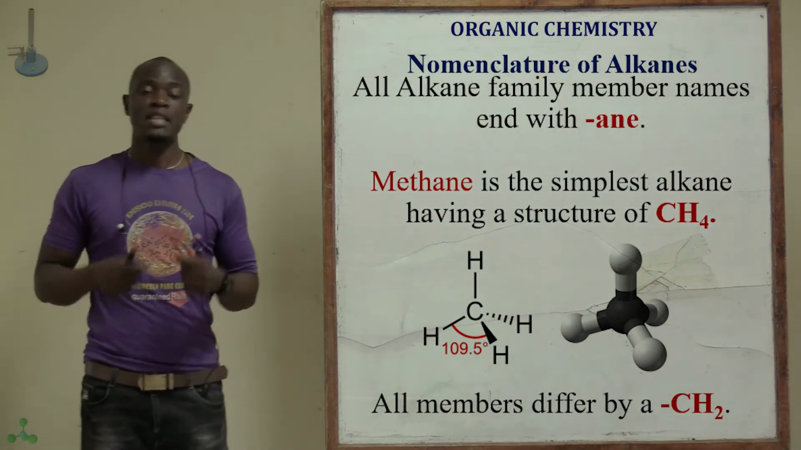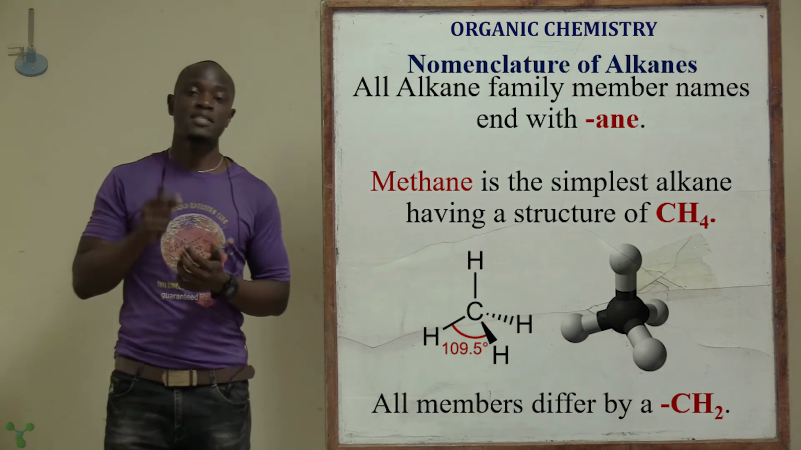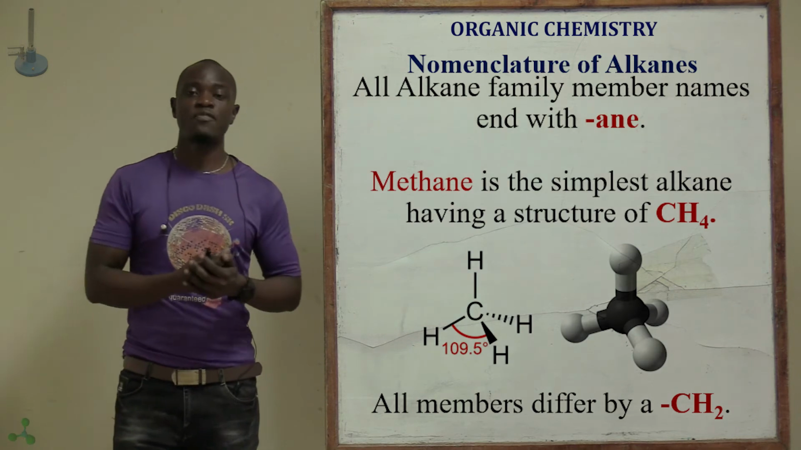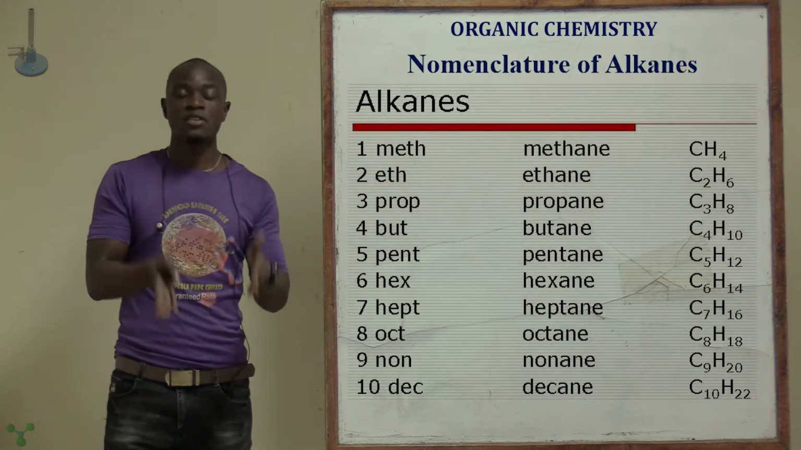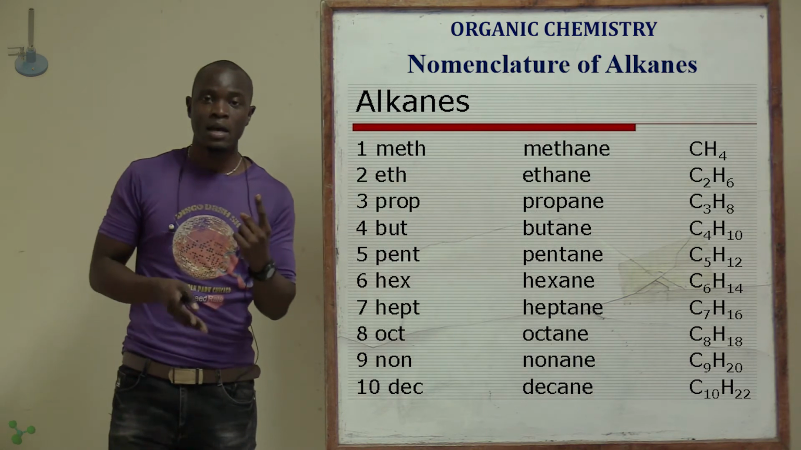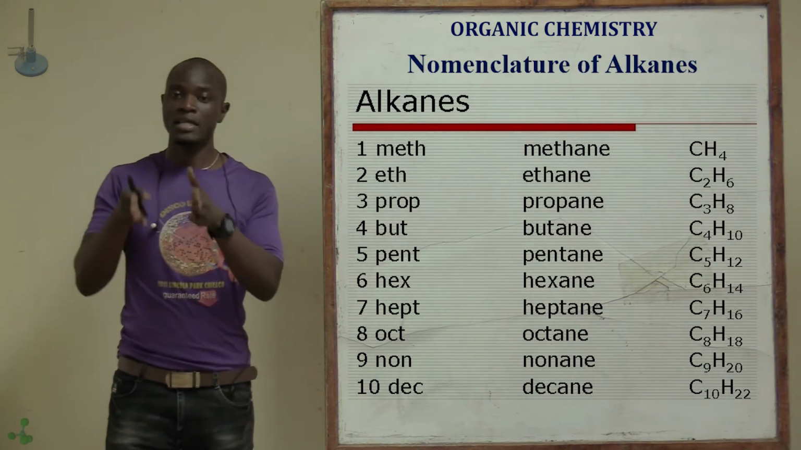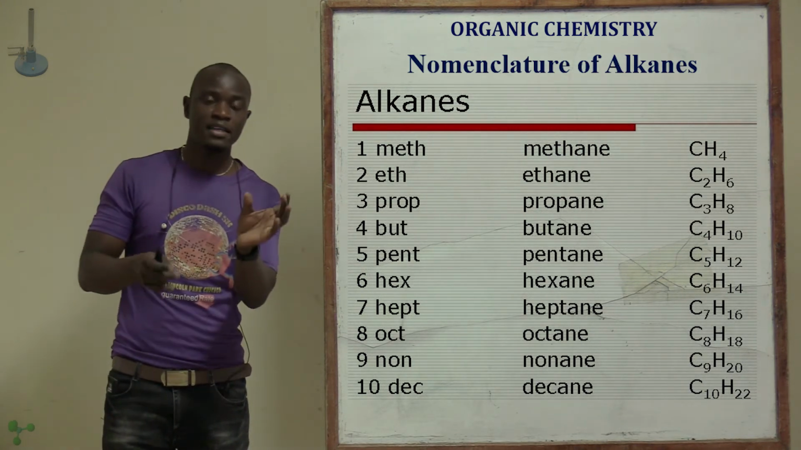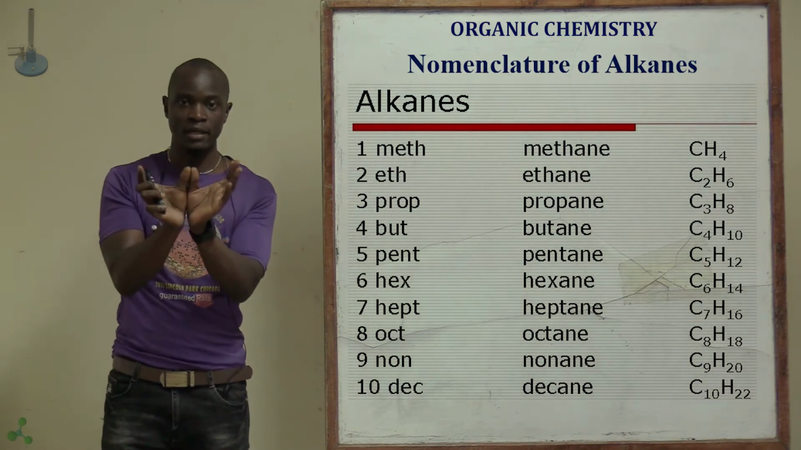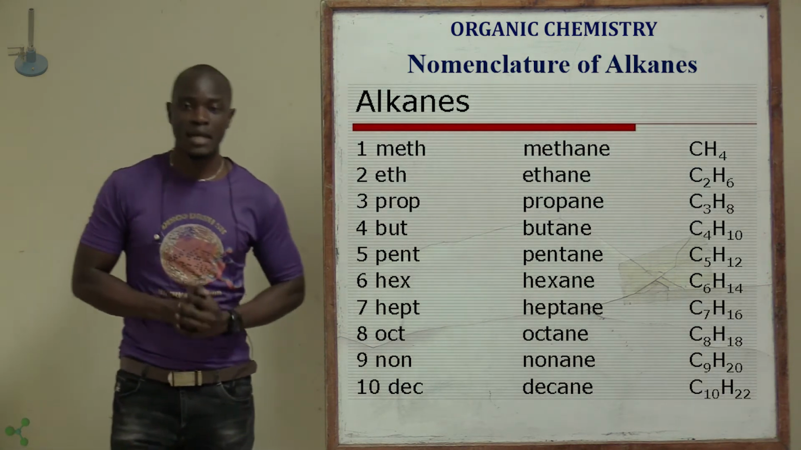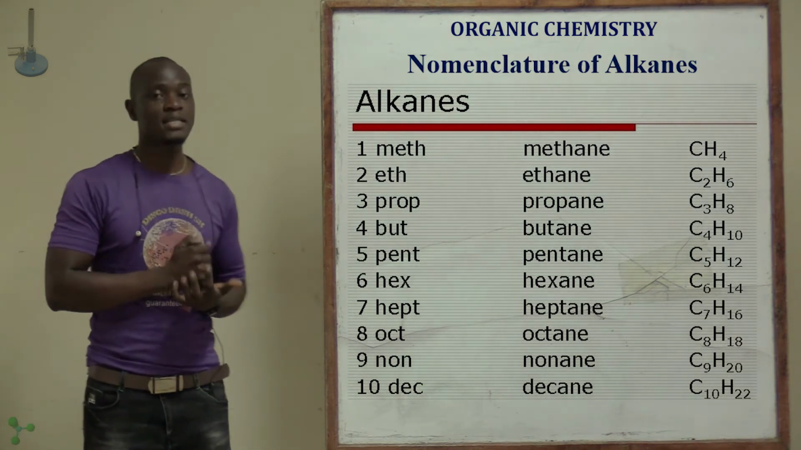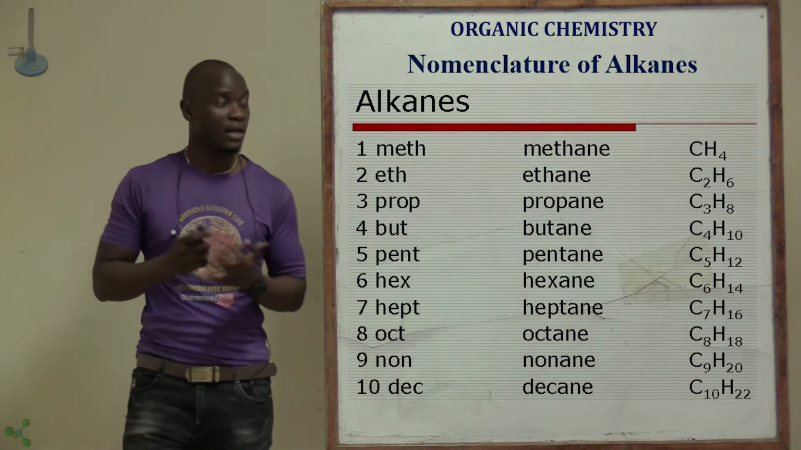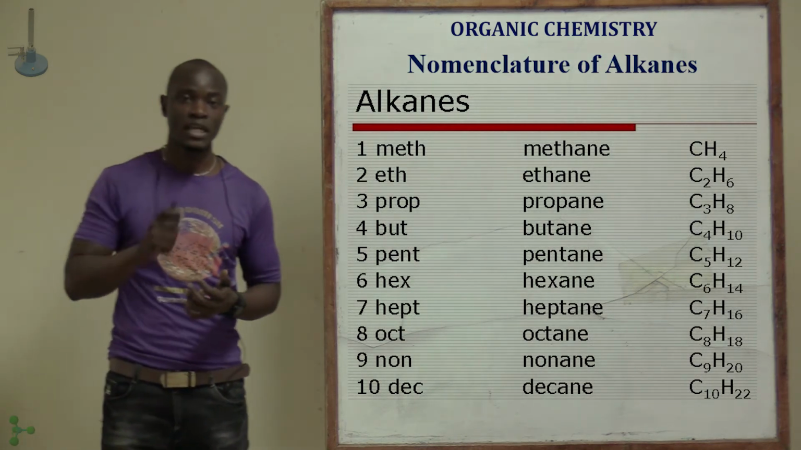First of all, the names of the members of alkane must end with A, N, E. Like for example, the first member is meth. So this meth is the name of carbon number 1. But since it belongs to the alkane family, we give it the last term ANE. So it's meth and then ane, so methane. All the names of the members must end with ANE, whereby methane is the simplest member of the alkane family, having a chemical formula of CH4.